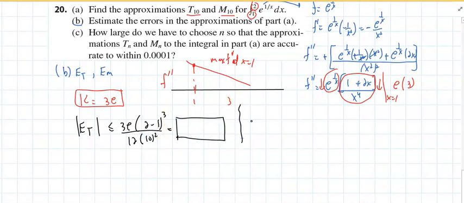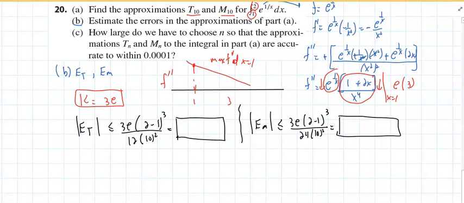And if I want to figure out the error in approximating the midpoint, it's less than or equal to k times b minus a raised to the 3rd power divided by 24 times n squared. Plug this in my calculator, and there's the error, and let me evaluate those. And these are the values I have, which means my calculation in part A is accurate to 2 decimal places.